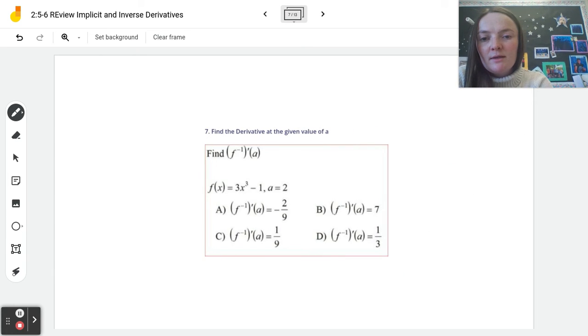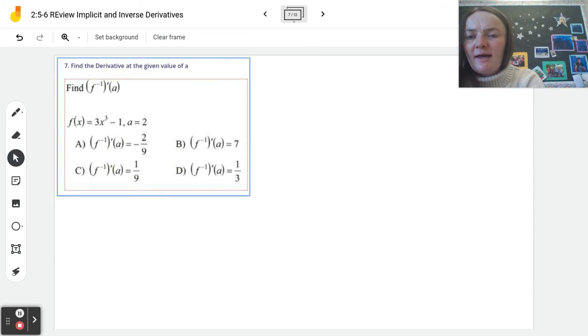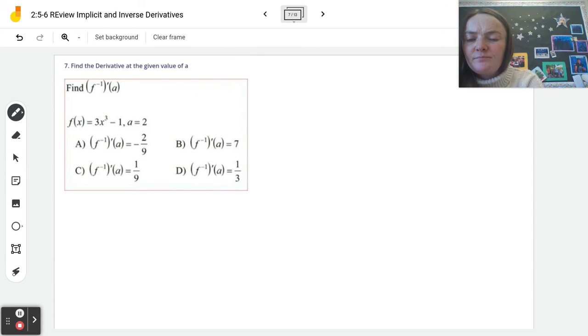Okay, let's keep moving. We're about halfway through. All right, next one. It says find the derivative at the given value of A. Okay, so this one right here, you can use either method. You could either use the definition of derivative of an inverse, or we could find the inverse. For this one, I'm going to go ahead and use the definition again, since we haven't got to use it too much.